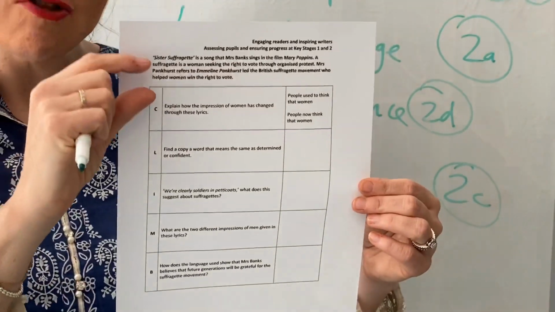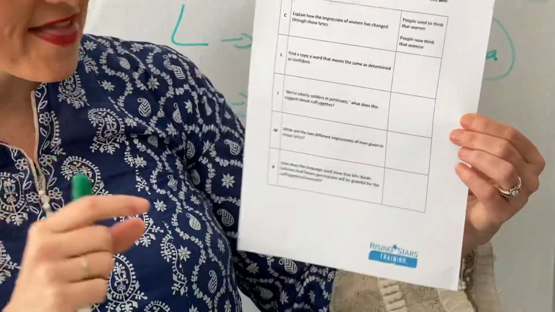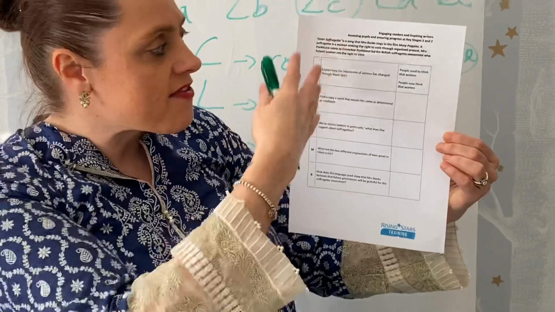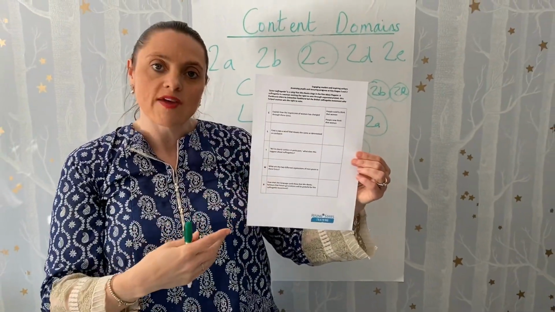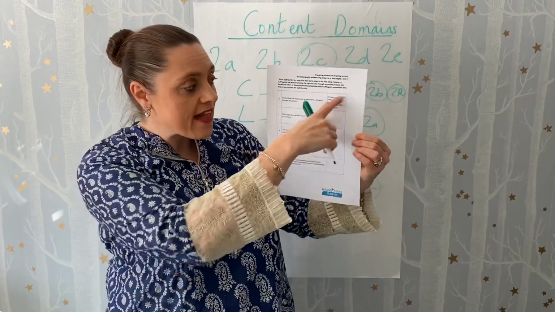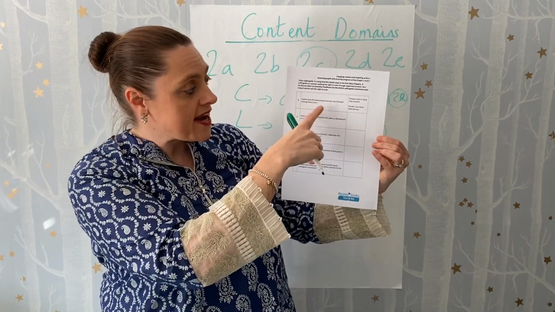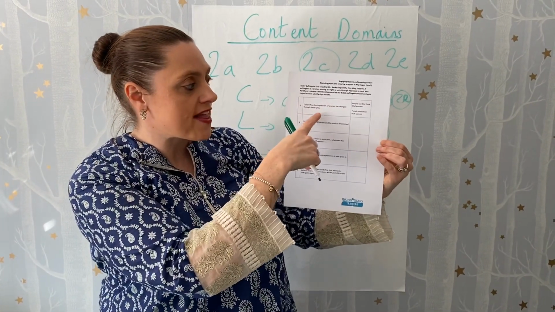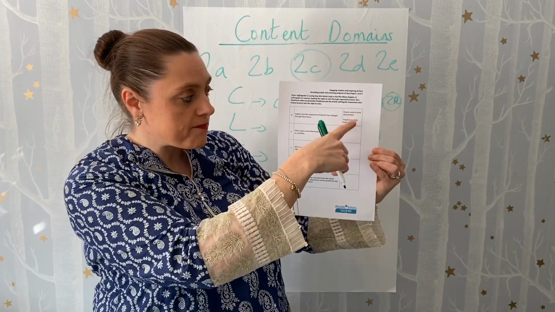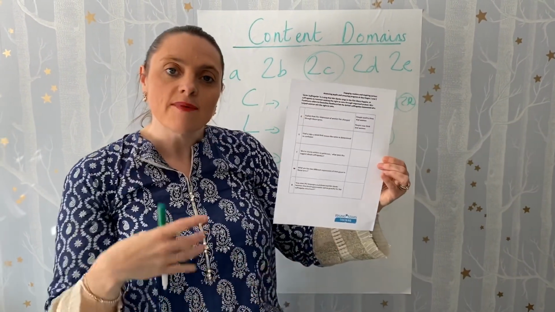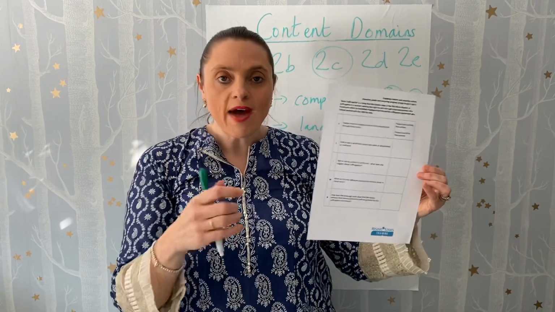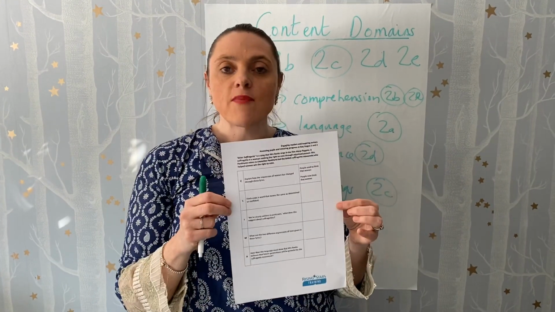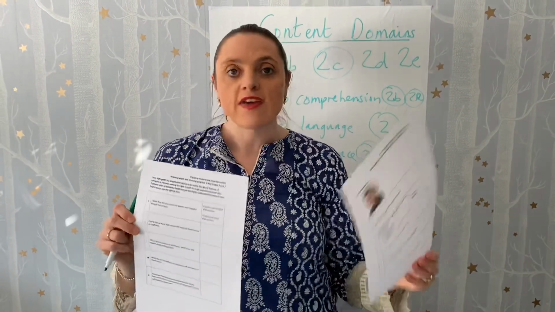So I've put a little intro of what each song is, so this one's Sister Suffragette, and it gives a little bit of background of what that song's about before the children move into the questions. Some of them have answer stems, so this one, explain how the impression of women has changed through these lyrics. People used to think that women, people now think that women. So giving the children a little bit of a scaffold to support their learning. So I'll upload the Mary Poppins lyrics and some of the song lyrics.